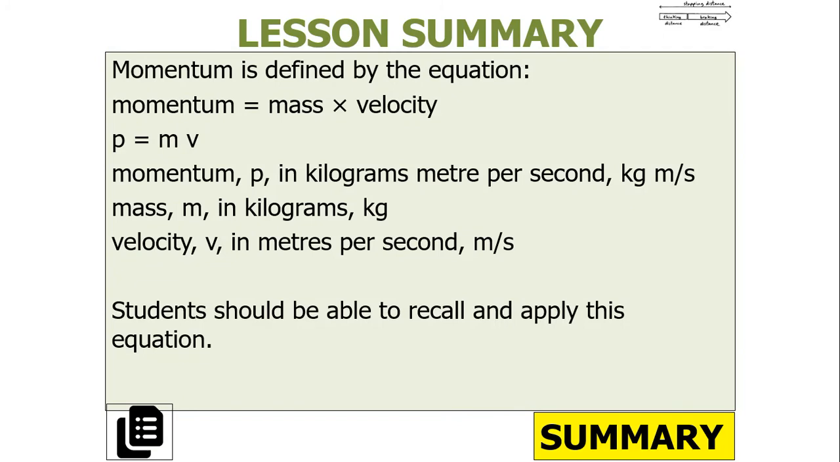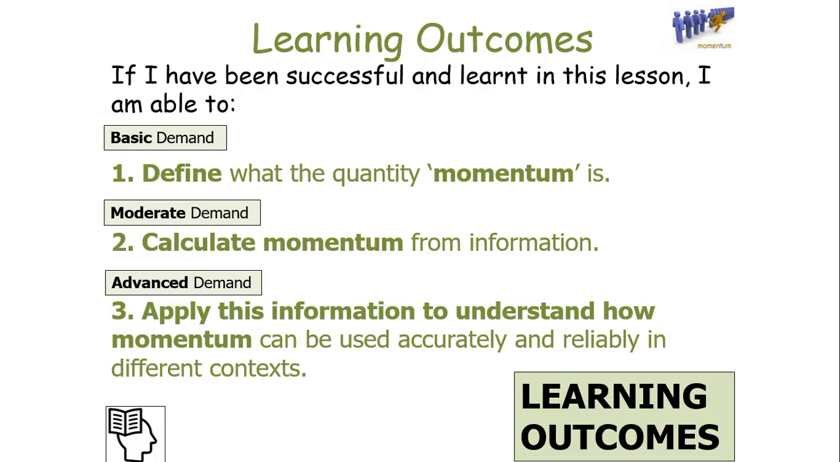Now, in this lesson, what have we learned? Momentum is defined by the equation: momentum equals mass times velocity. And you should be able to use this equation, recall this equation, and apply this equation. Now, if you've been successful and learned in this lesson, you should be able to define what we mean by momentum, calculate momentum from information, and apply this information to understand how momentum can be used to accurately and reliably calculate different values in different contexts.